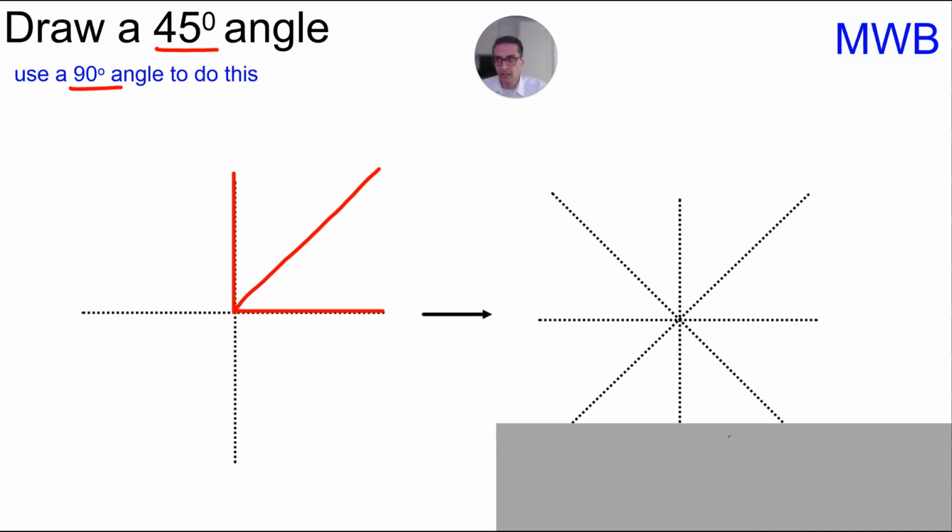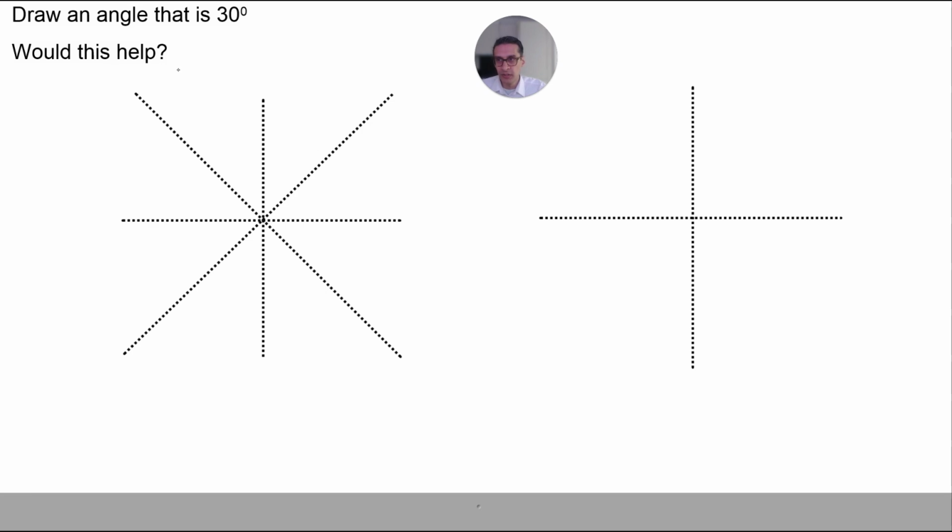So we're going to bisect it. Okay, a 30 degree angle. Well, if you know that this is 90 and that's 45, a 30 degree angle is going to be somewhere just a bit less than that. So a 30 degree angle, this might be your rough sketch.